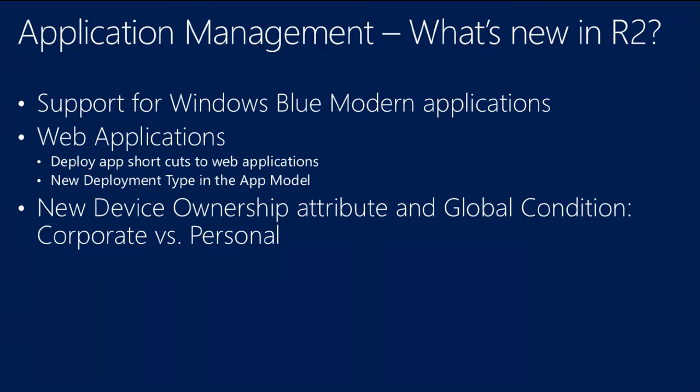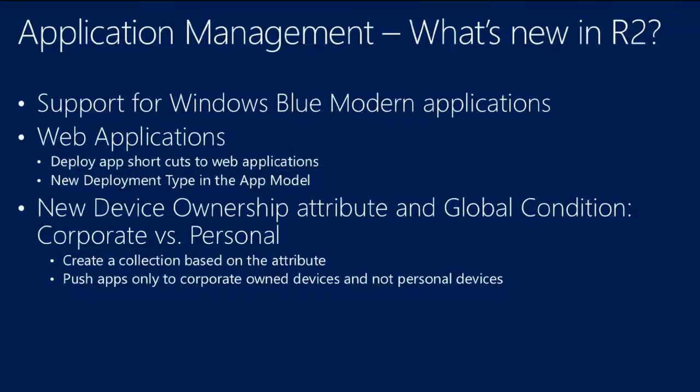We are also adding a new attribute on devices. So you can now classify your PCs and mobile devices as either corporate owned or personal owned. In a typical corporate controlled environment, you'll be able to just say create corporate owned devices. Or in some cases, if you have end users enrolling their iOS devices, you can mark it personal. And we allow you to now create a collection based on whether it's a corporate device or a personal device. And then when you do scenarios like push applications, you have the global condition that we've added that will let you push apps only if the device is a corporate owned device and not a personal device.